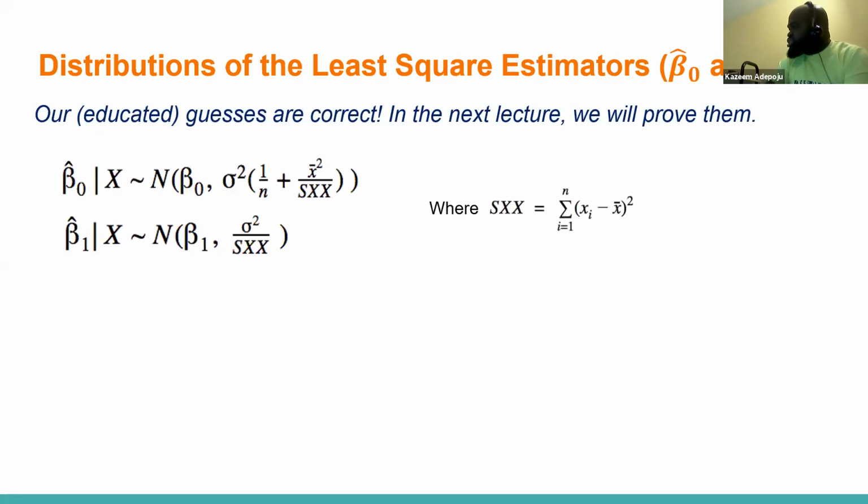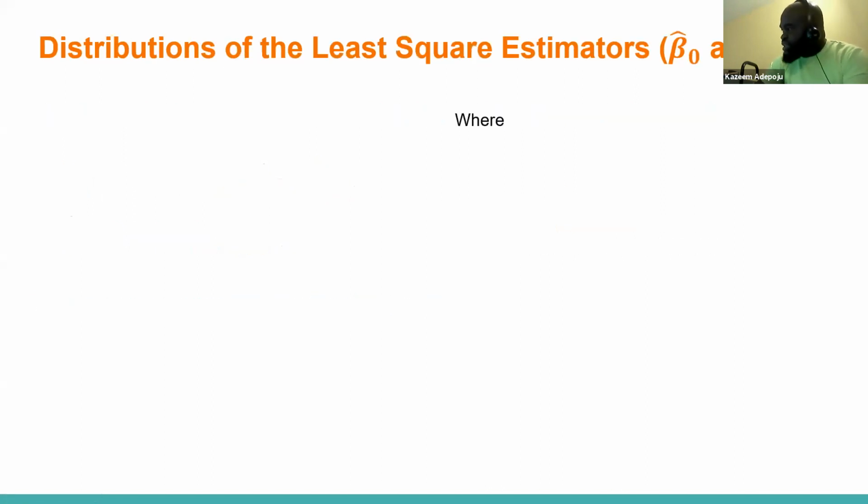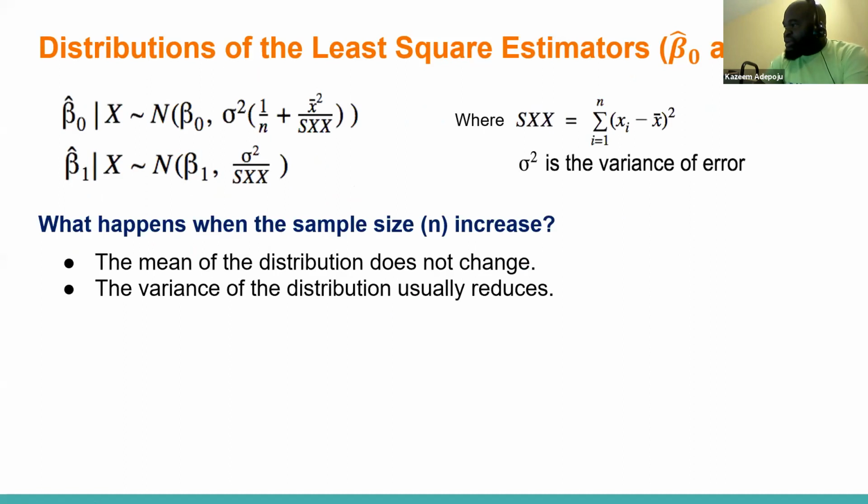Now, of course, I'm just trying to show you what the S is, in case you want to compute that from the data set. And of course, sigma square is the variance of the error. And why do we assume X to be fixed and given? I think I've explained that to you. Now, don't forget what happens when the sample size n increases. I've told you, when the sample size increases, the mean of the distribution does not change, but the variance changes. The variance will be smaller. That was why I said the variance of a distribution usually reduces when the sample size increases.